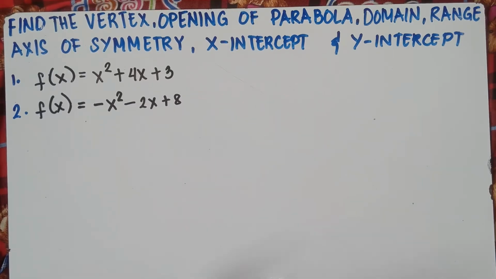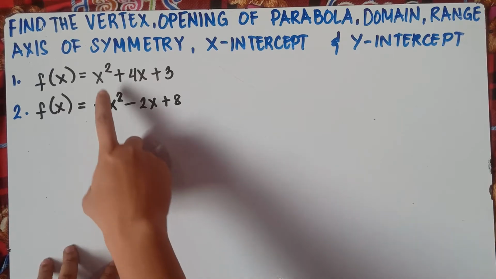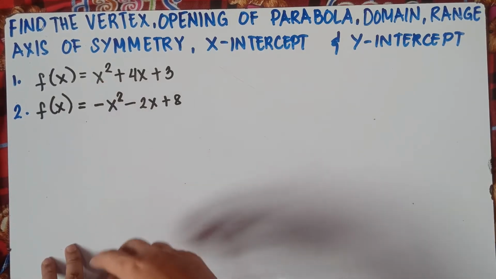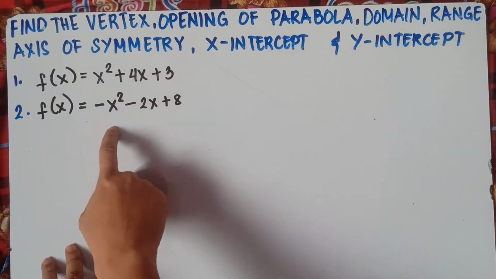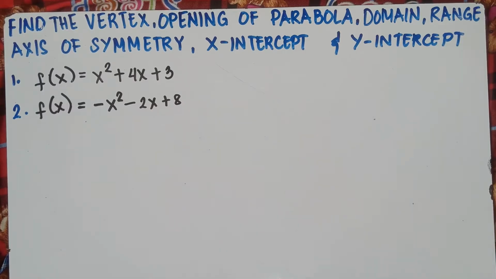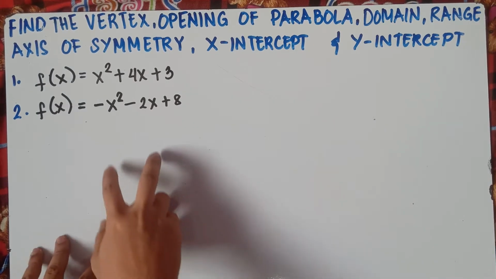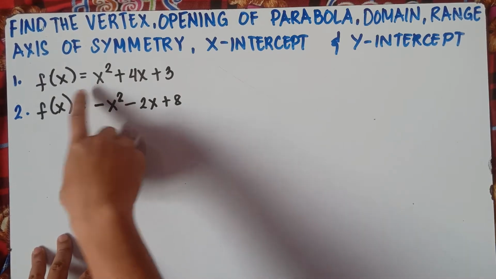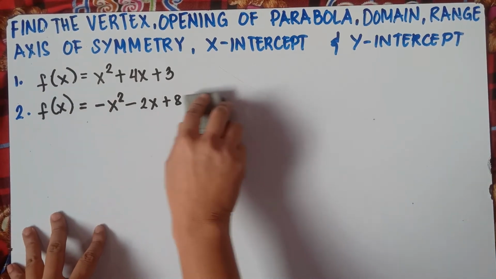Once again, class, the opening of the parabola could be upward or downward. If you have a positive number before x squared, the parabola opens upward. If you have a negative number, your parabola opens downward. Do not be worried, class, we will explain this step by step. Let's focus first on the first example. Let me erase the second example.